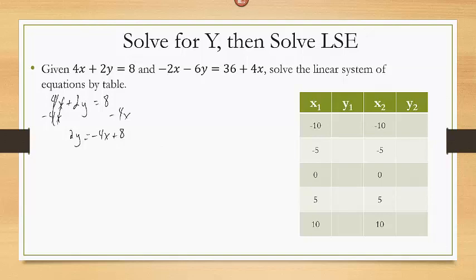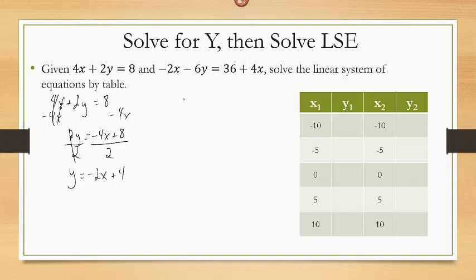Now we want to get y by itself, so we need to divide by 2 because we have 2 times y. To get rid of the 2, we need to divide by 2. So divide by 2 on both sides. So we're left with y equals negative 4 divided by 2 is negative 2x. 8 divided by 2 is 4, so plus 4.